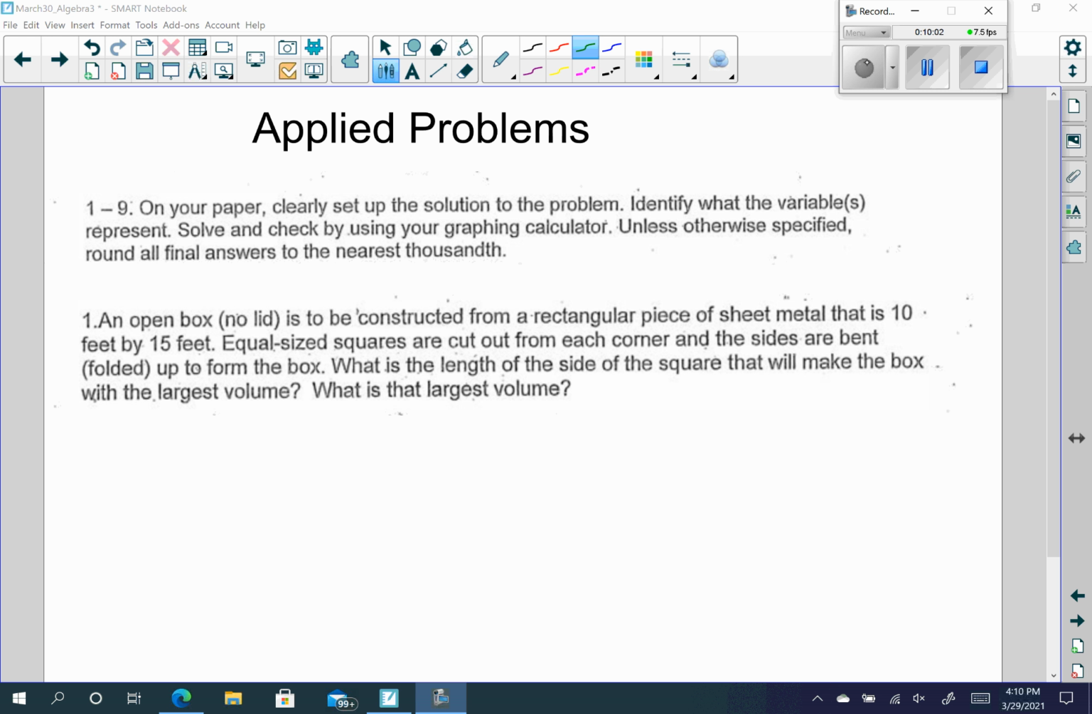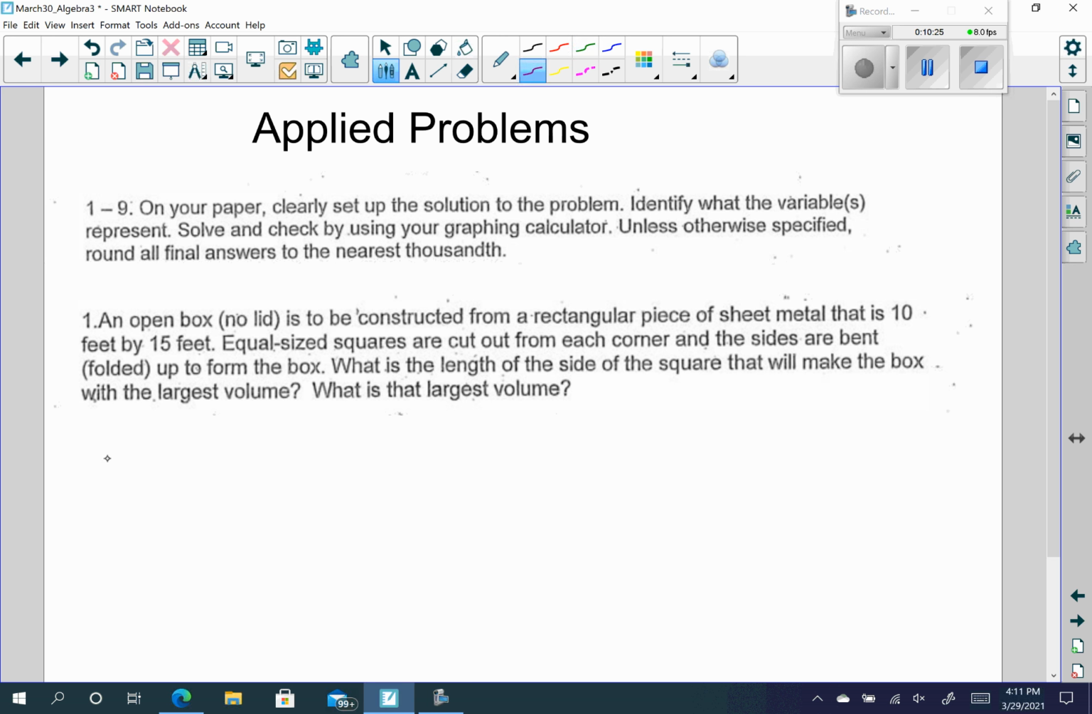So question 1, some of these we may have to draw a picture for. An open box with no lid is to be constructed from a rectangular piece of sheet metal that is 10 feet by 15 feet. Equal size squares are cut out from each corner and the sides are bent, folded up to form the box. What is the length of the side of the square that will make the box with the largest volume? And what is that largest volume?